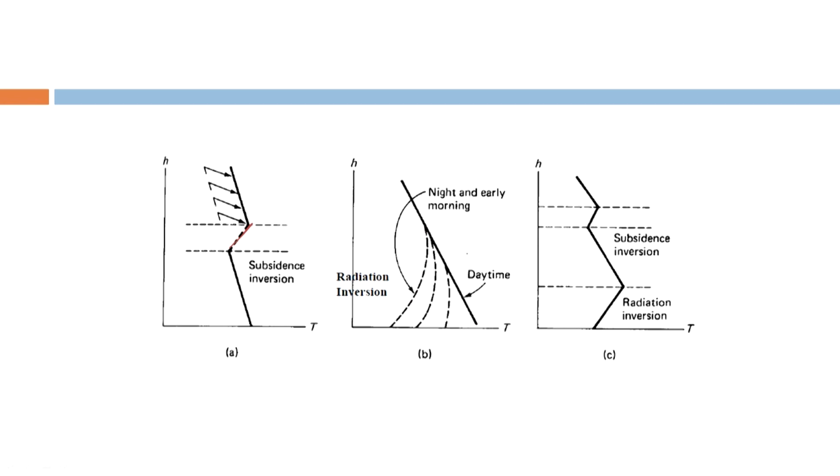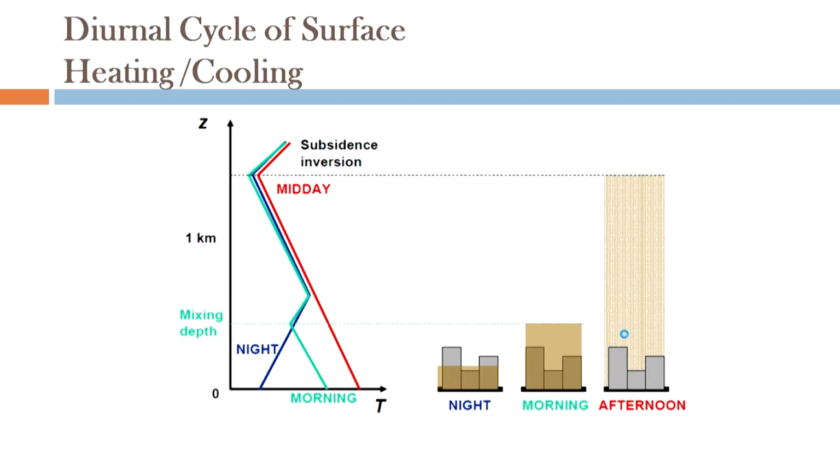So, combined with both, this is what we can have: radiation inversion and subsidence inversion at the top, let us say. This is also quite often seen. So, let us move on.